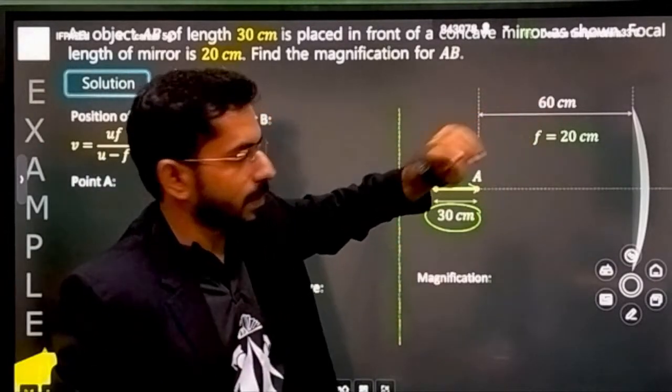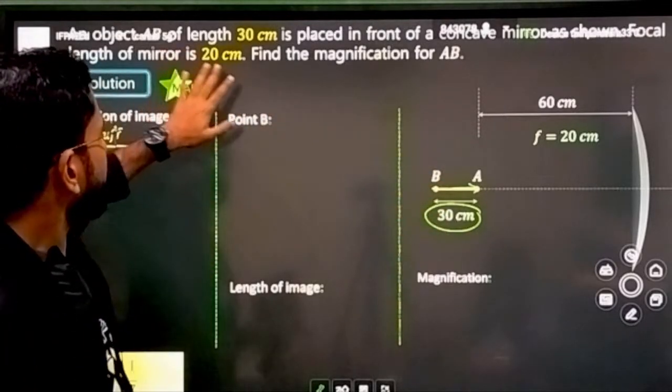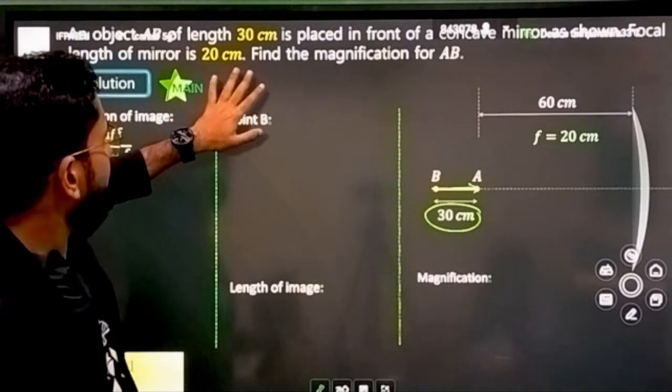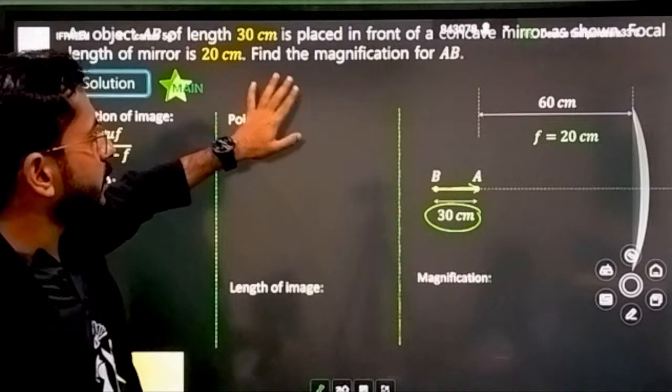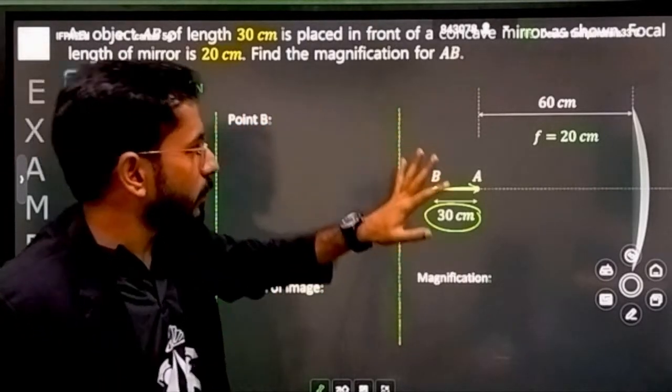This point A is at 60 centimeter. That means automatically this point B will be at 90 centimeter. The focal length of the mirror is 20 centimeter, that is also given. Find the magnification for A and B.